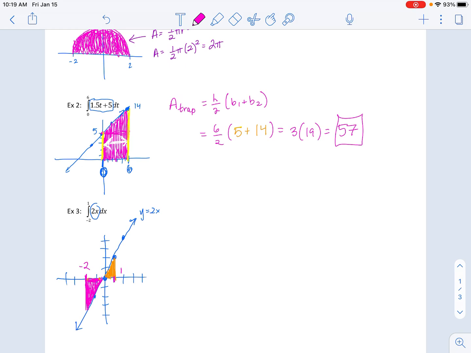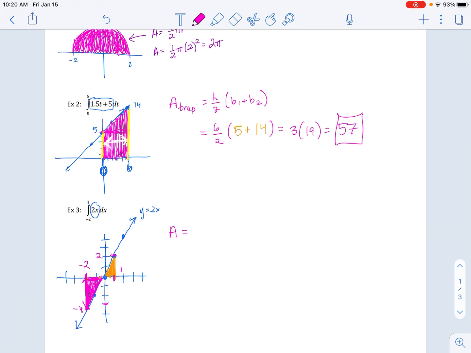So this is where the idea of net change comes in. I want you to take a minute. Technically this is -4 in length here, and when we plug in 1 to the function, it does come up to 2, so that part of the drawing looks good. I want you to calculate the area of the pink triangle and the orange triangle.